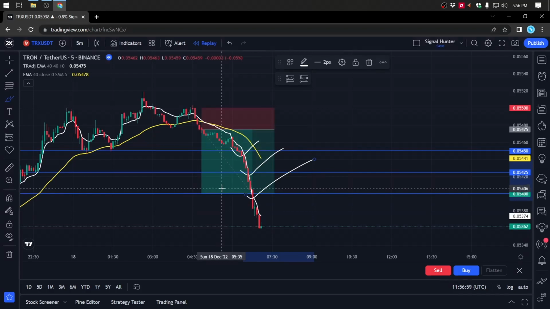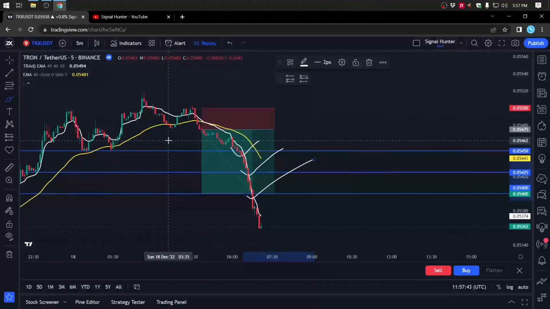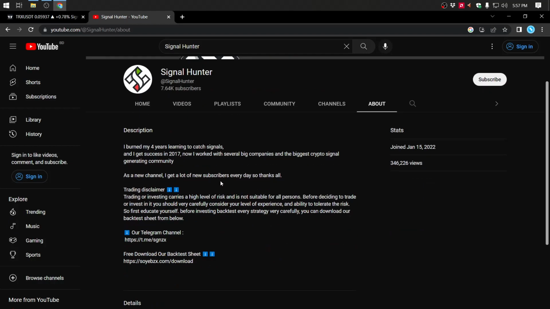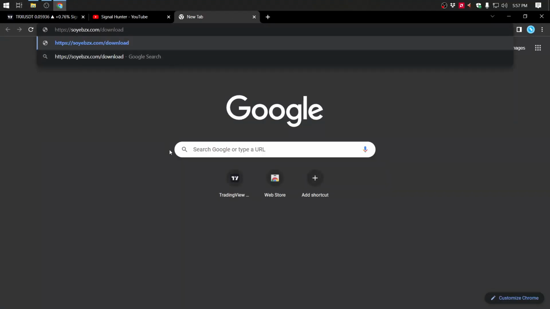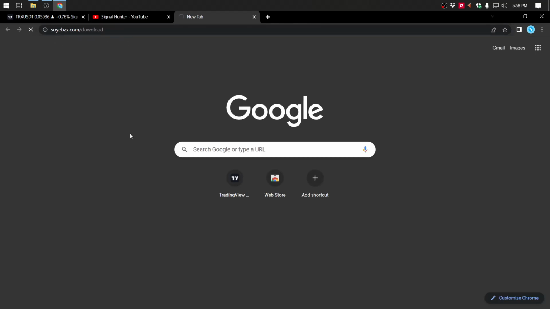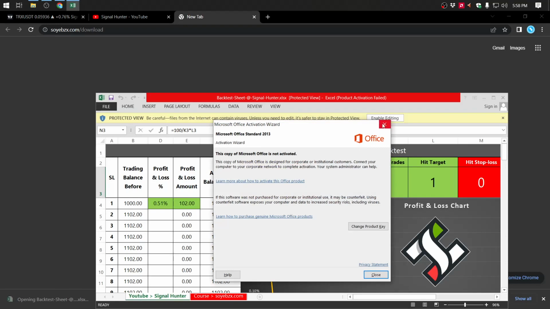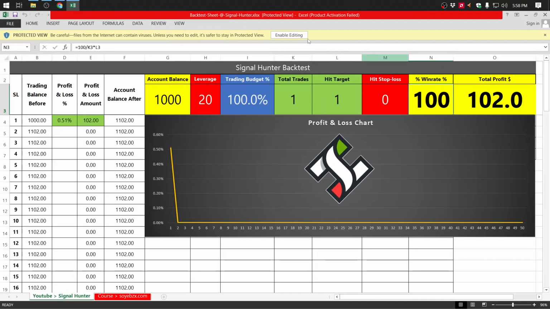And now I want to backtest this strategy to see if it's really profitable or not. For backtesting this strategy we need the backtest sheet. I already mentioned the link in our YouTube about section. Also you will get the link in our Telegram channel about section. So I simply copy the link and paste it into my browser, and you can see after a few moments the backtest sheet is downloaded. So I simply enable the editing panel.